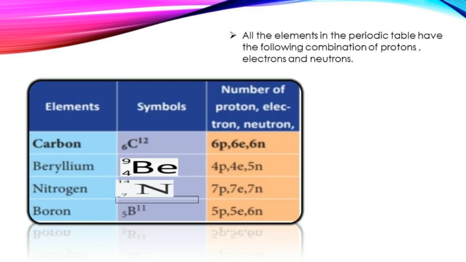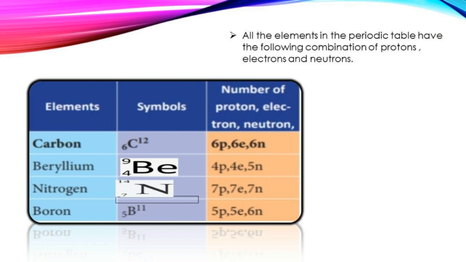All the elements in the periodic table have the following combination of protons, electrons and neutrons. Note the table. The first element is carbon. What is the symbol of carbon? It is C-12 with atomic number 6. So here, what is the atomic number of carbon? It is 6 and the mass number is 12.